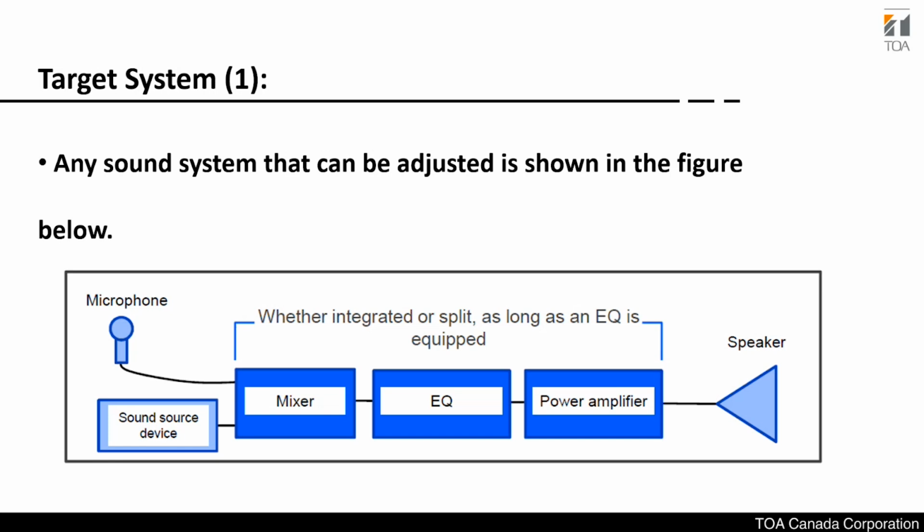What will be introduced today is a simple method of acoustic adjustment that can be done using a smartphone. As you can see, this is our targeting system. Any sound system shown in the figure here can be adjusted and fixed. Sound systems in small venues, such as conference rooms and banquet halls, with a size of approximately 25 meters by 25 meters. Concert halls and recording studios are not included.